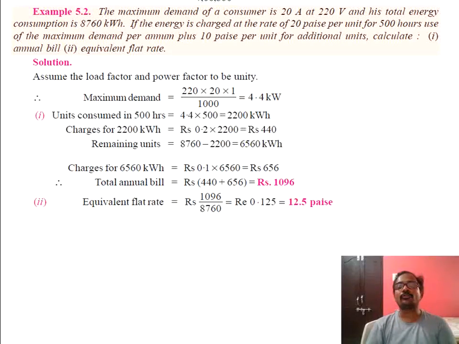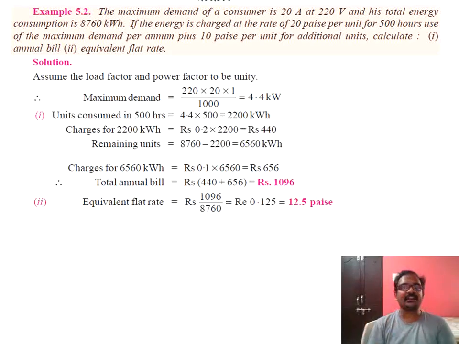So how to calculate the units? Energy is equal to power into time. So units consumed in first 500 hours will be power into time. So what is the power? 4.4 kilowatt. And what is the time? 500 hours. So 4.4 into 500, which will be 2,200 kilowatt hours.